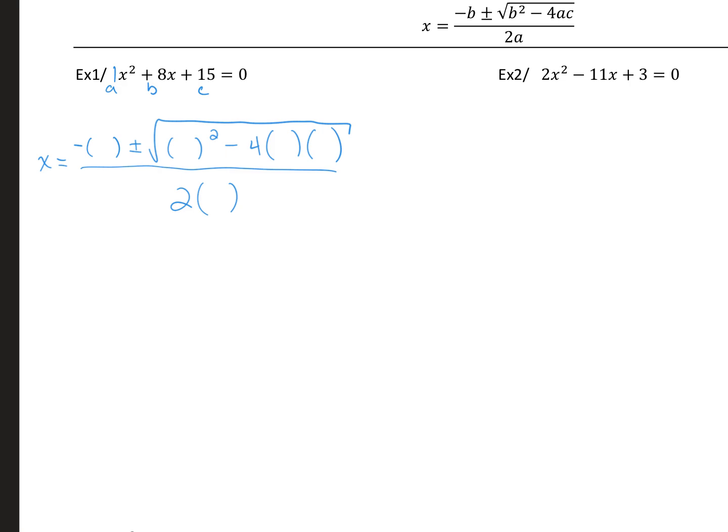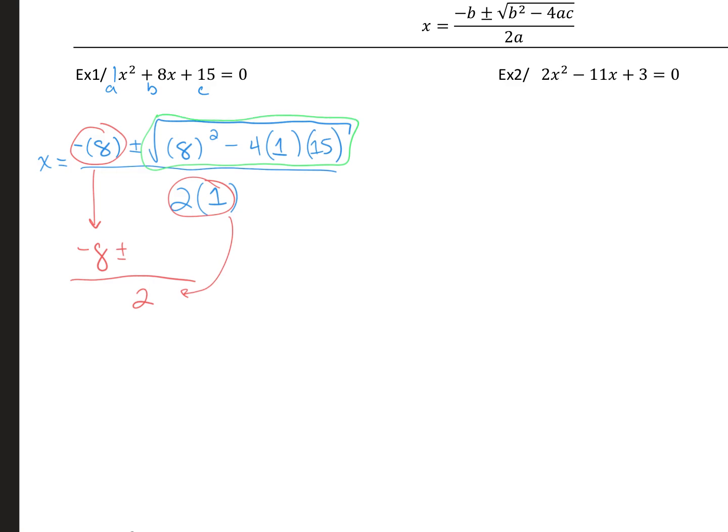Okay, so b is 8, b is 8, a is 1, c is 15, and a is 1. All right, so from here, please take care of some easy math first. You can do -8, that's just -8, plus or minus. You can do this doubling of a number. 2 times 1 is 2. But for everything else, the square root, go ahead and figure this out on the side.